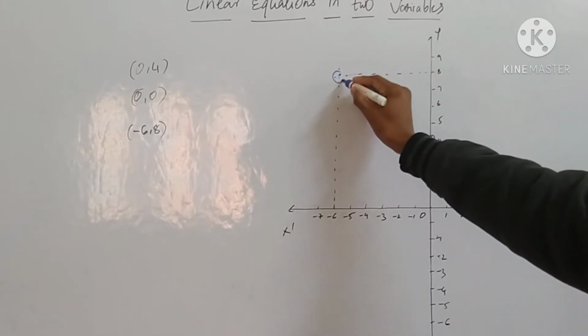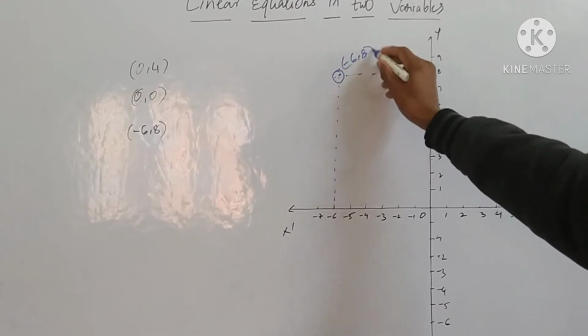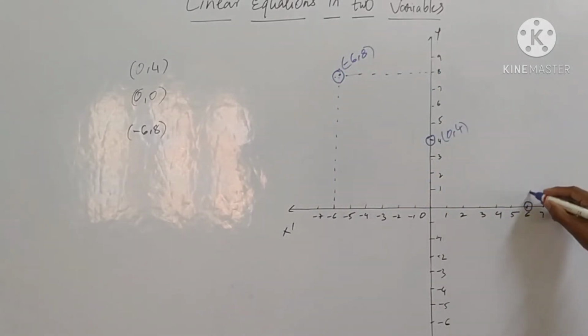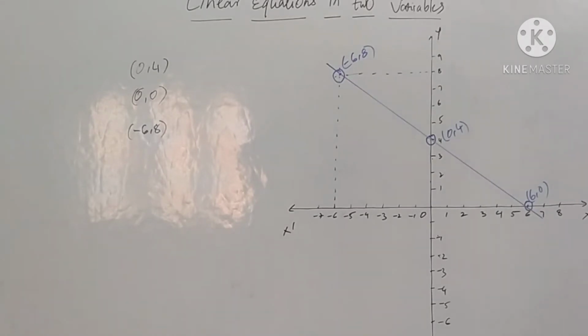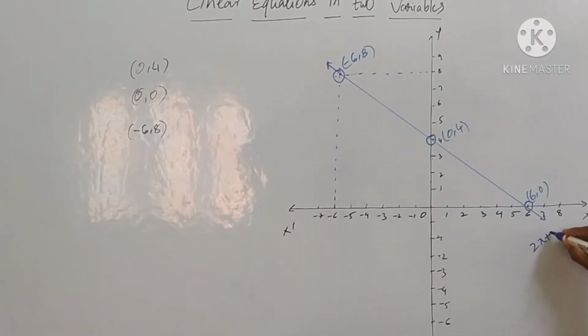So the point is here. This point is called minus 6 comma 8. This one is called 0 comma 4. This one is called 6 comma 0. Join these points so we can get a straight line. The name of the straight line is 2x plus 3y is equals to 12.